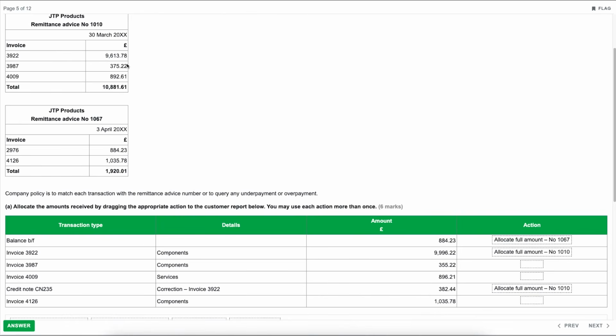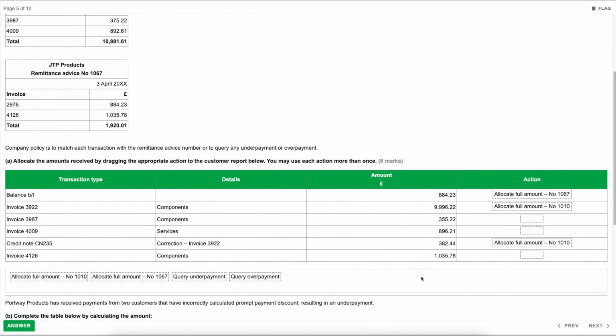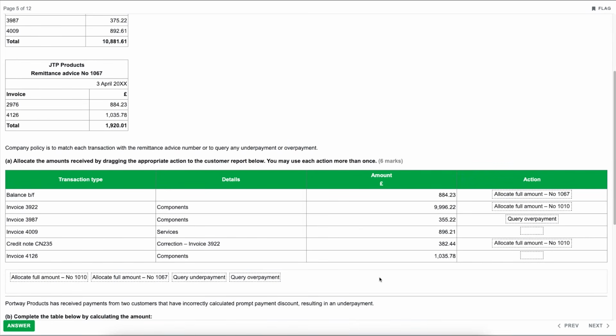However, this time we can see that there are no credit notes or any additional invoices that may relate to that amount. So there is a discrepancy between the amount that we have on system and the amount that is being paid. In this particular case, the amount being paid, so the 375.22, is higher than what we've got as being owed on system. So in this example, we would want to query the overpayment. So we drag that over.